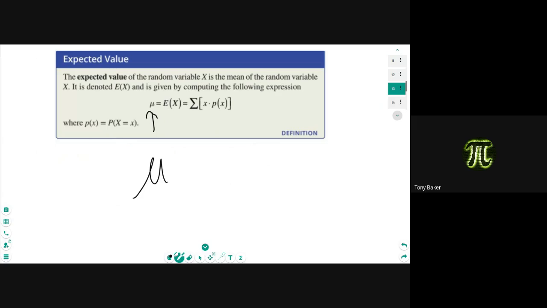Expected value basically does that. An expected value is kind of like a weighted mean, where the weights are the probabilities of that event occurring. Okay? So you're going to multiply each value times the probability, and then you add up all those answers, and that's going to give you your expected value, or in essence, your weighted mean.